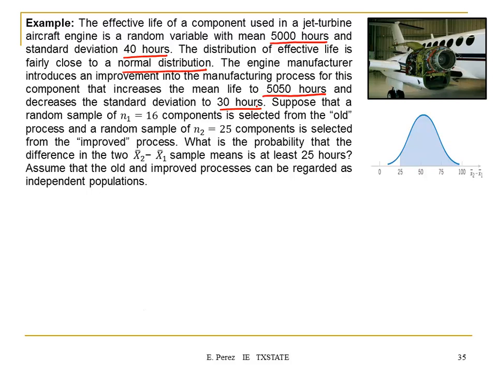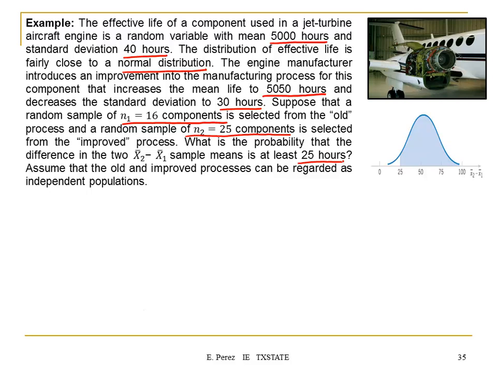Suppose that a random sample of n1 equals 16 components is selected from the old process, and a random sample of n2 equals 25 components is selected from the new improved process. What is the probability that the difference in the two sample means is at least 25 hours? Okay, so now we are interested in seeing if the improvement is at least 25 hours for the means. And we want to find that probability.